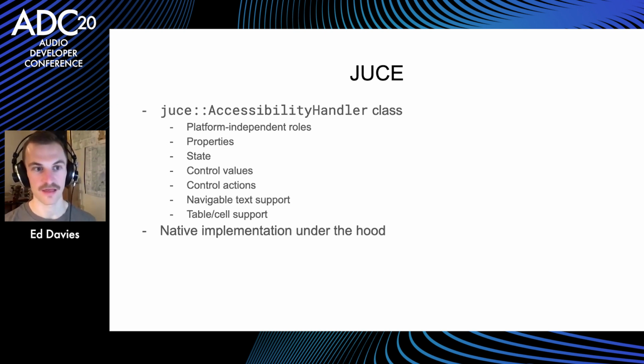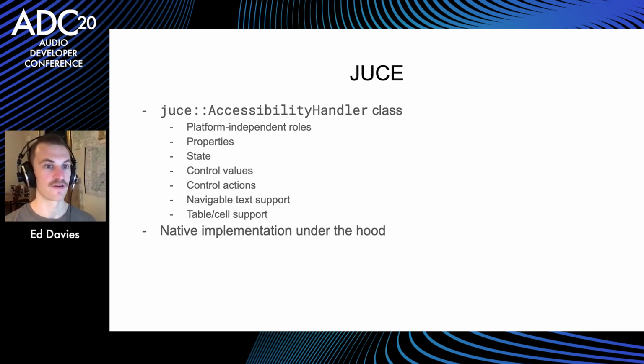Full navigable text support. So this is support for insertion, deletion, selection, character, word, and line traversal, getting text bounds, getting text offsets at points. All of these are required for the OS's text traversal methods. And also table and cell support, so navigation between cells, rows, and columns.